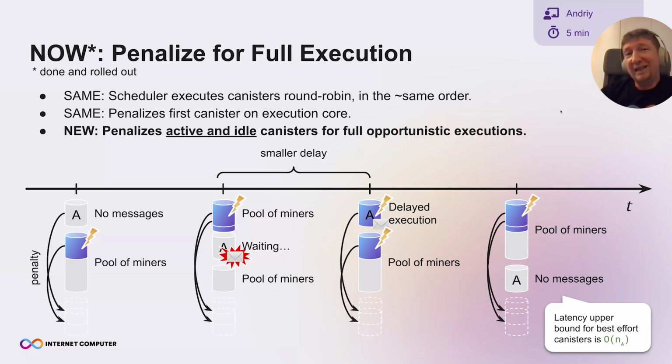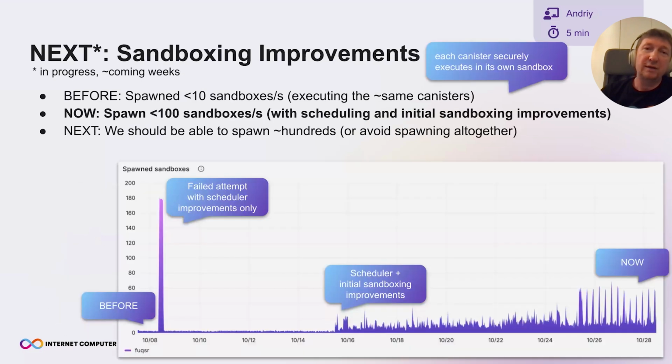Unfortunately, once we released the scheduling improvements on one of the subnets, the finalization rate dropped there, and we had to roll the changes back.